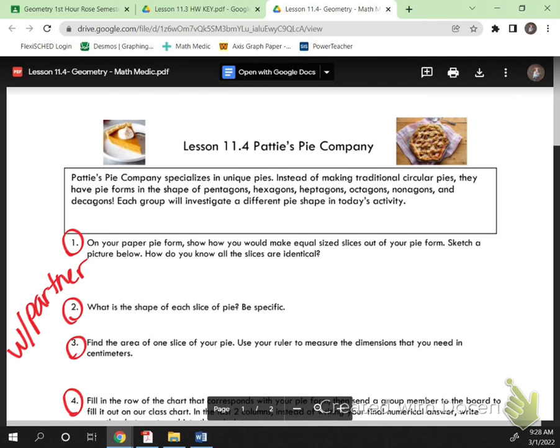You're doing 1, 2, 3, and 4 with your partner. In 4, you're just filling out your row. Divide that by 2. When you get to number 3, you should just be measuring. You're not doing any right triangle trig for number 3. Just measure with your ruler, please.